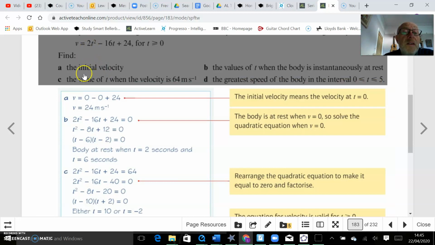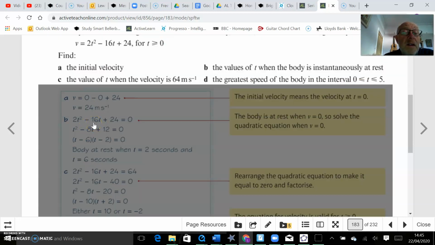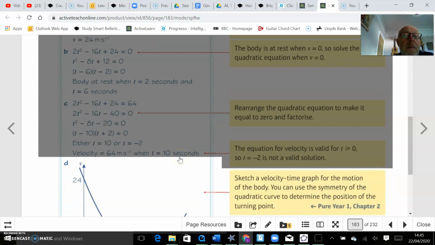So we put the expression equal to 0. 2t squared minus 16t plus 24 is 0. That is a quadratic. Well, we divide it by 2. t squared minus 8t plus 12 is 0. And factorise, we should be able to do that. t minus 6, t minus 2 is 0. So the body is at rest when t is 2 and t is 6. So instantaneous rest at 2 points.